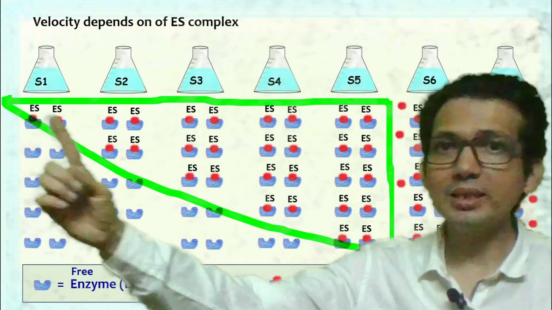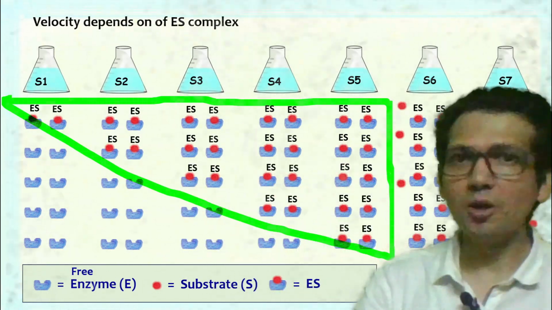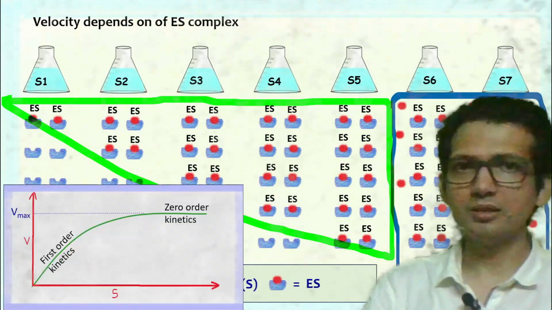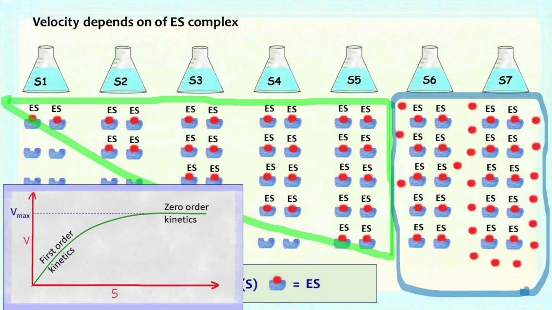So, more is the amount of ES complex, more is the velocity. At high concentration of substrate, from S6 to S7, the ES formation has reached maximum. Hence, there is no further increase in ES complex. This is a stage where Vmax has been reached.